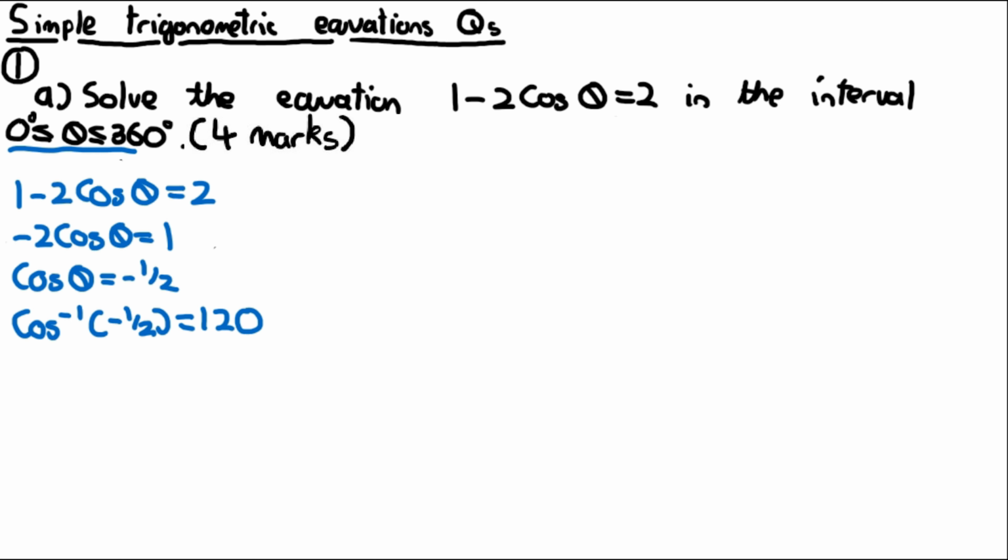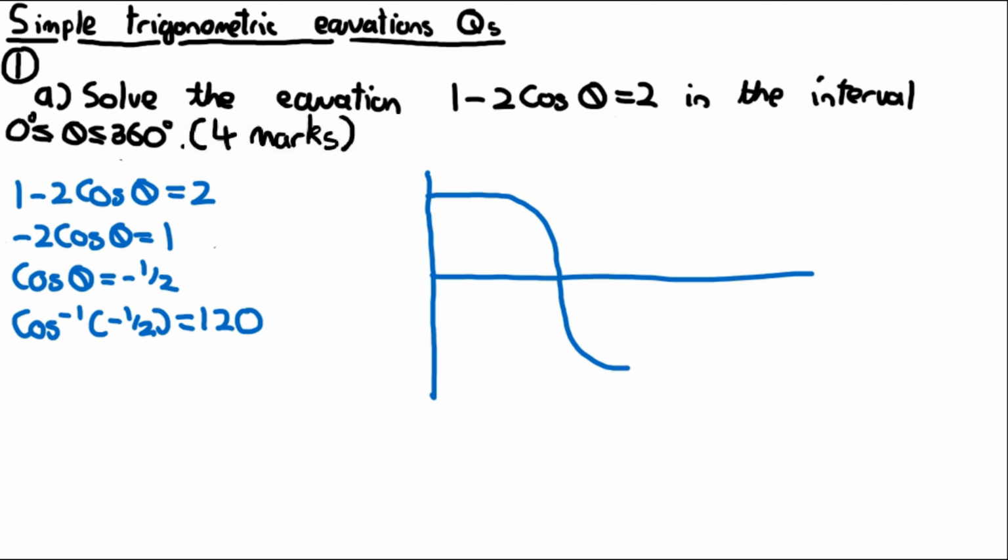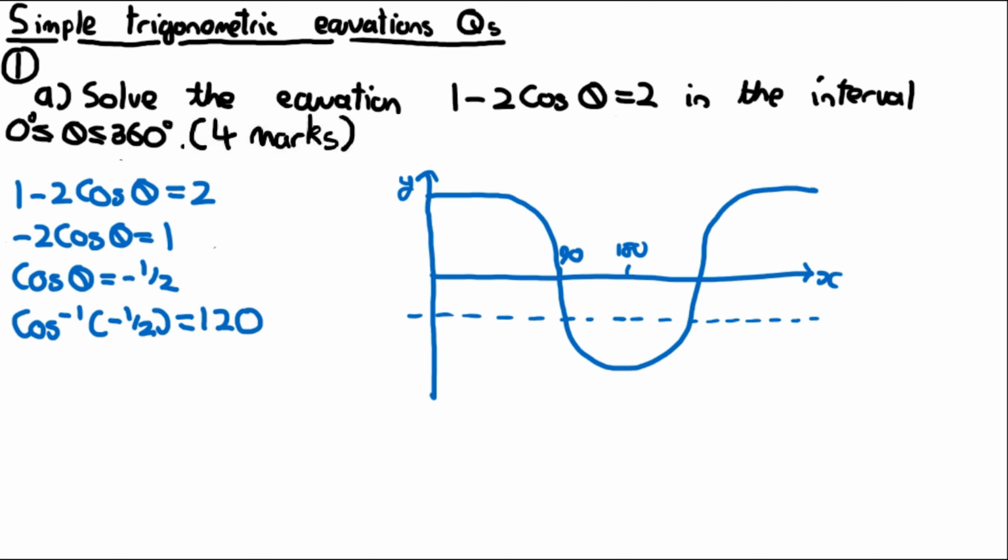Now we're going to draw the cos graph between 0 and 360, which looks like this. We'll say minus half is about here, this being y, this being x. Remember that this is 90, this is 180, this is 270, this is 360, and this is 0.